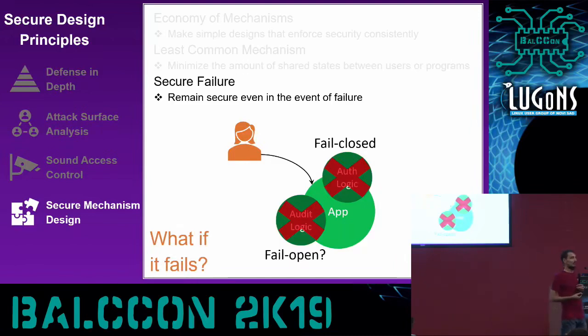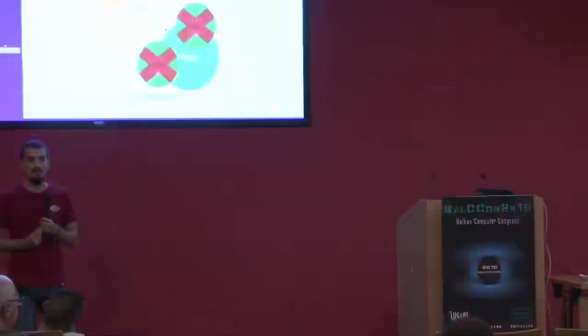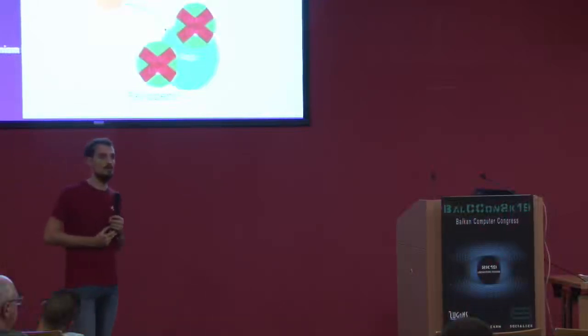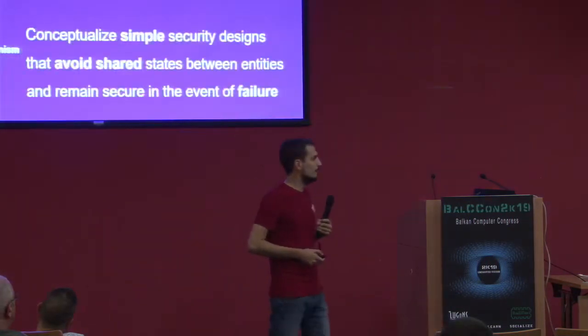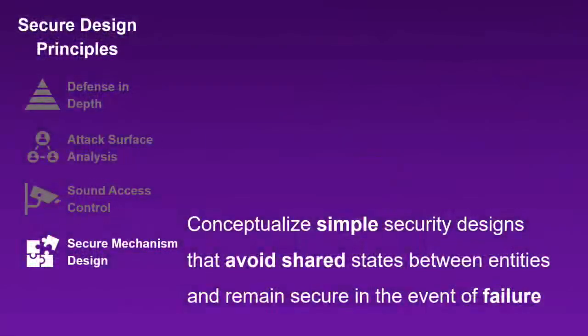The question here is very similar to defense in depth. What happens if a component, a service, a function fails? Should our process stop? Will our system even recover? These are the questions that we need to address and to know how our system behaves when it does crash. So for secure mechanism design: simplicity, minimize shared states, and fail securely.